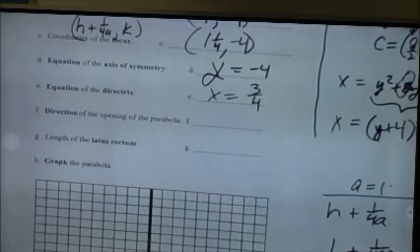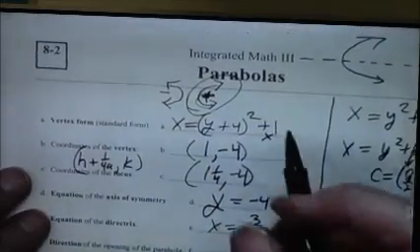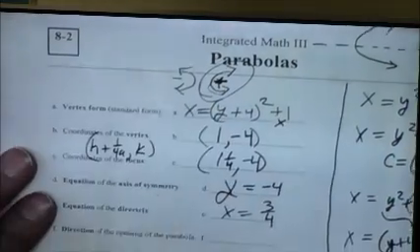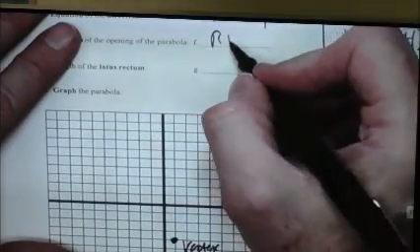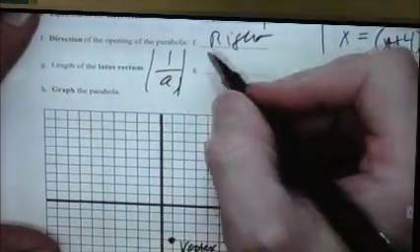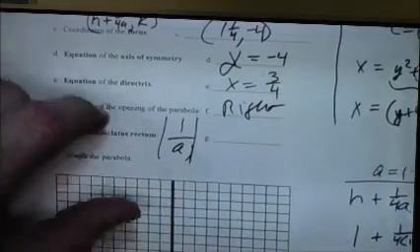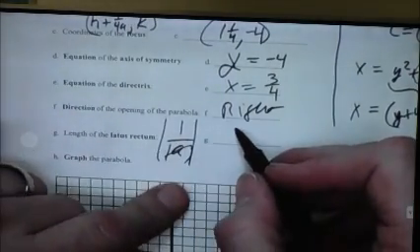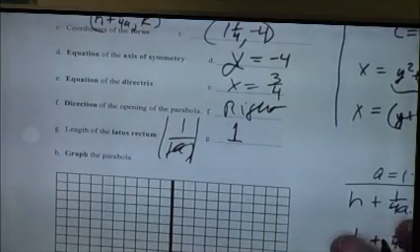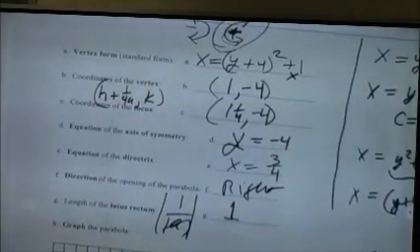Okay, for f, write down the direction of the parabola. Think about this, that if it's a positive parabola, it opens to the right. Negative parabola opens to the left. This one's positive, so we're going to the right. Latus rectum is 1 over a, but now we know that the a was 1. So 1 over 1 is just 1. Okay. So those are the numbers that are correct for all of those parts.